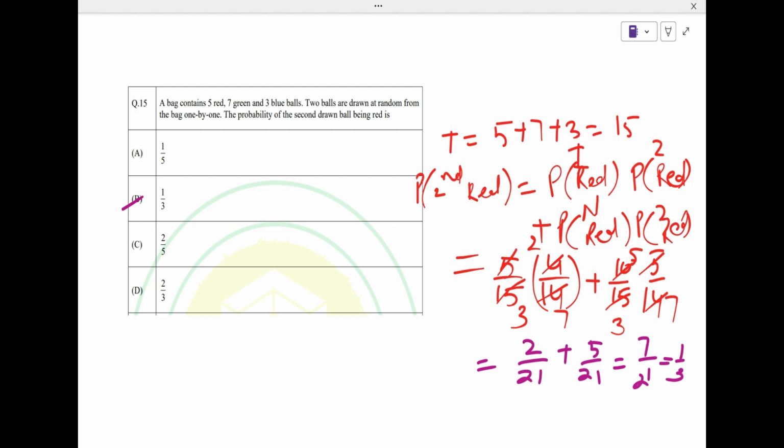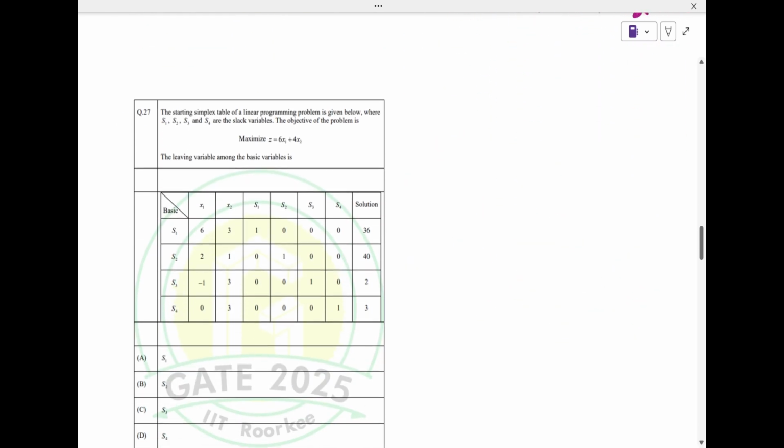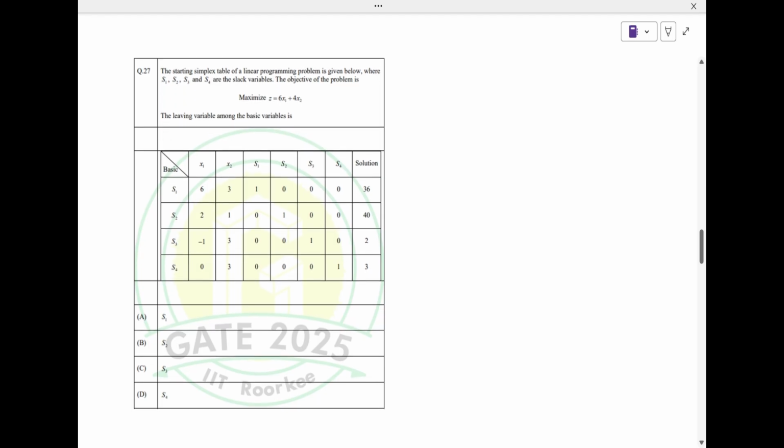Now the next question is, here the linear programming problem is given to you. S1, S2, S3, and S4 are the slack variables. The objective of the problem is to maximize z equals 6x1 plus 4x2. The leaving variable among the basic variables is? So we are using this simplex table. Now here we have to find out the leaving variable.